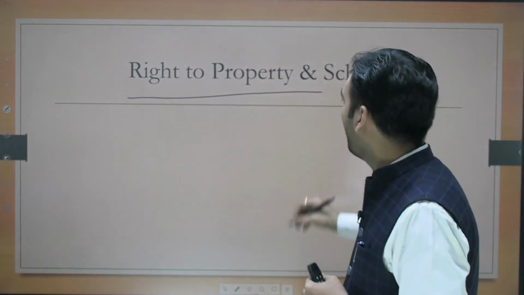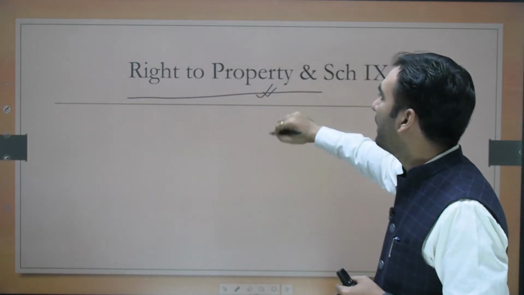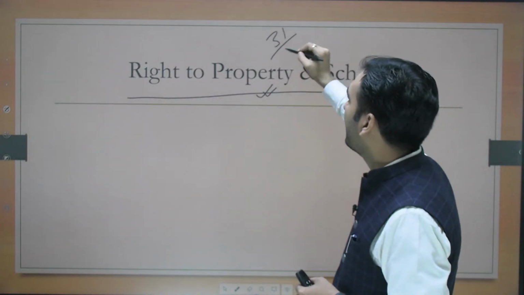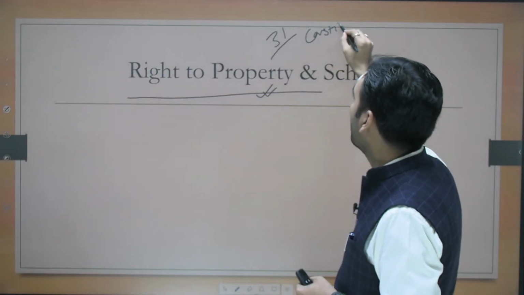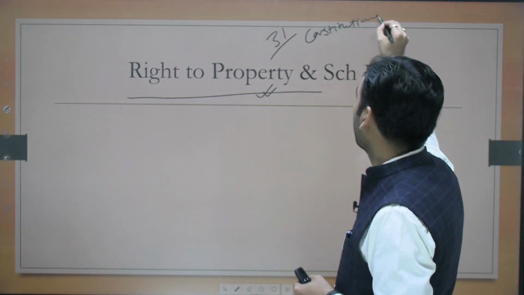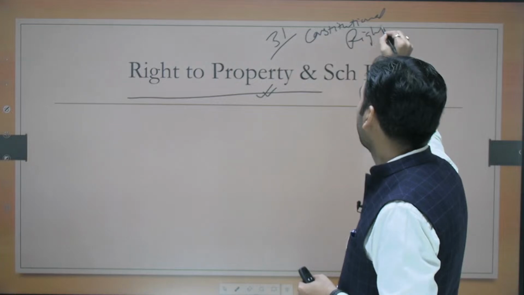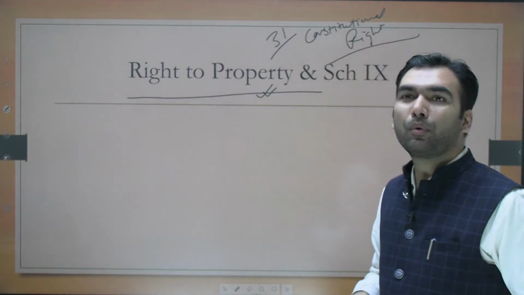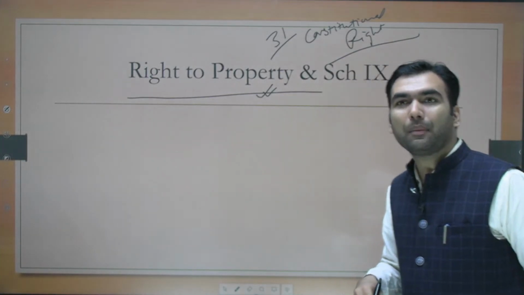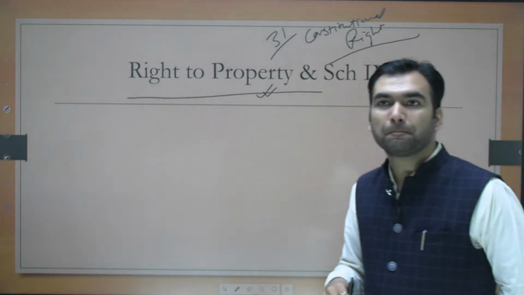Okay. So what is this right to property? Right to property was there in Article 31. It was a constitutional right. Now it has been removed from a fundamental right. Can you tell me the Constitution Amendment number?